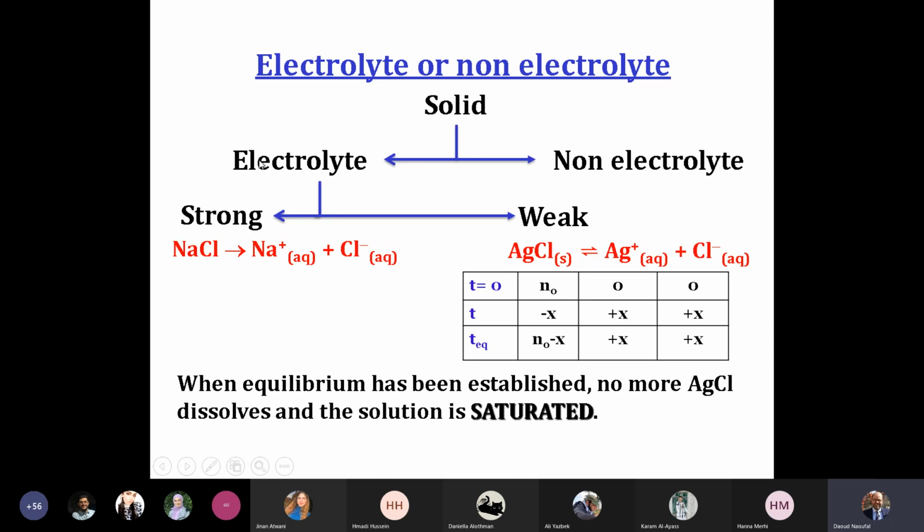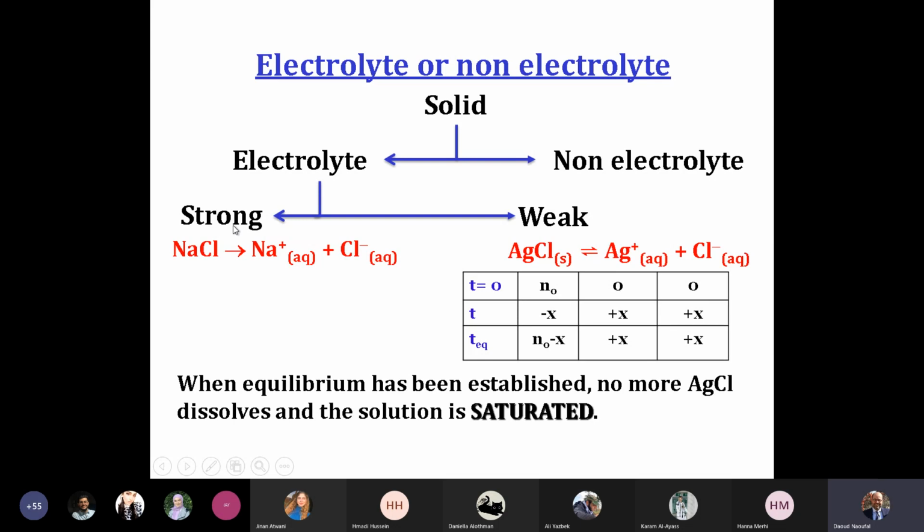The electrolyte solute is of two types. If the dissolution of the electrolyte in the solvent to ions is complete, this is called a strong electrolyte. And if the dissociation is partial, this electrolyte is weak.